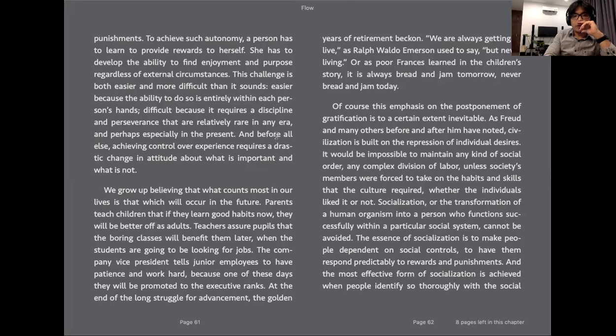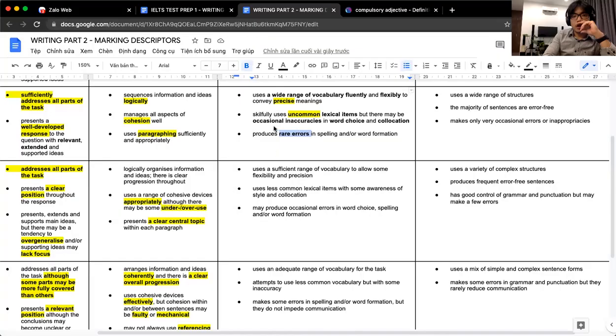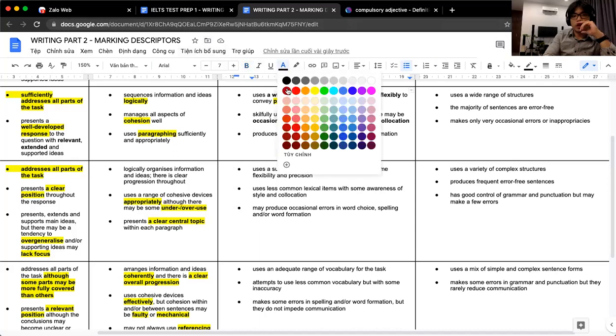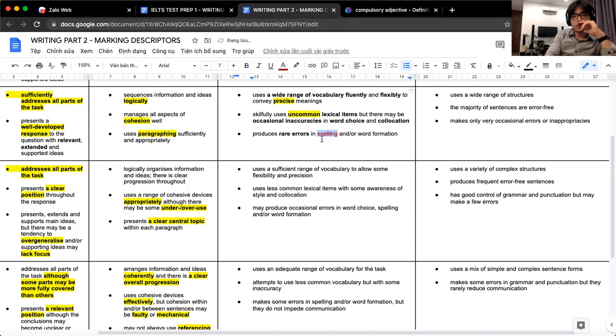Okay, and you produce rare errors in spelling, and spelling means what? Spelling means the way you write it. Okay, so basically you don't make any typo mistakes.